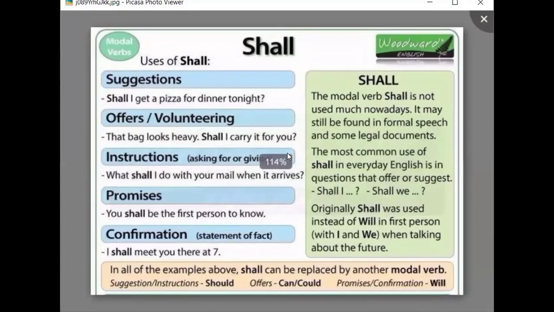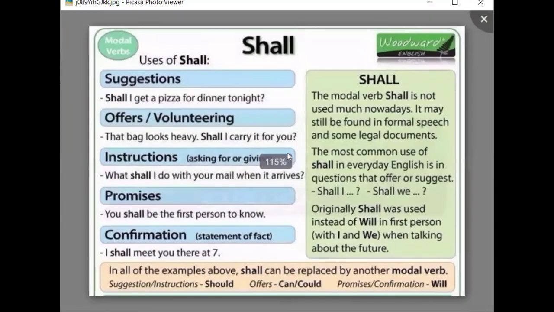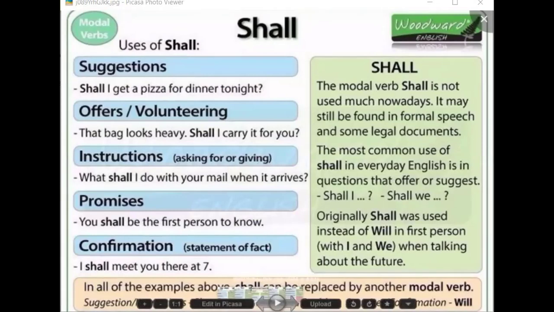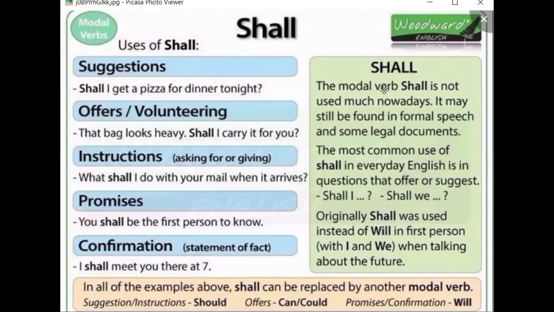Okay, so here we have another one, shall. Who would like to read this? Participate, please. Don't just listen to other students or the teacher. Let me see who we have here. Okay, Bilal, go on. Read from here, this portion. Start from here.